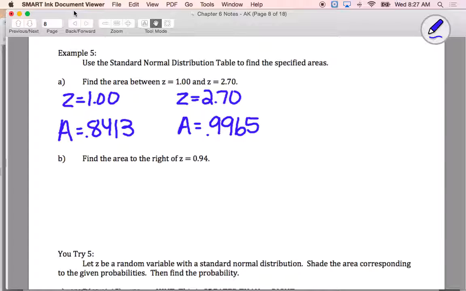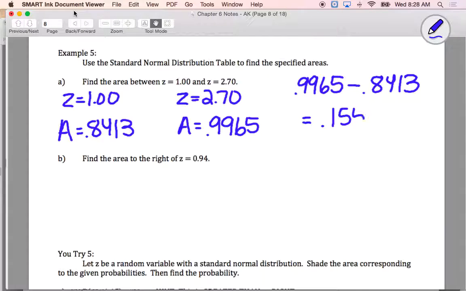When I say biggest area, that's not the z value. That's your area. So we have to take 0.9965 minus 0.8413. So I subtract those two and get 0.1552. So that would be my area between those two values.